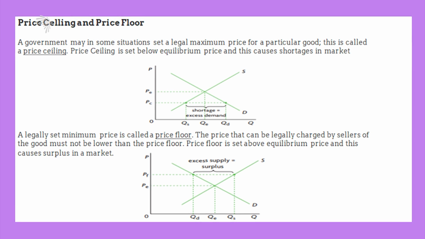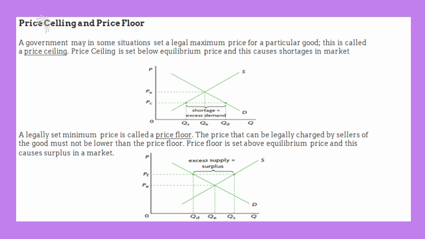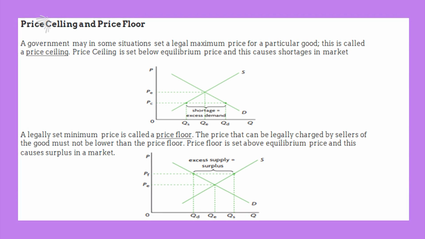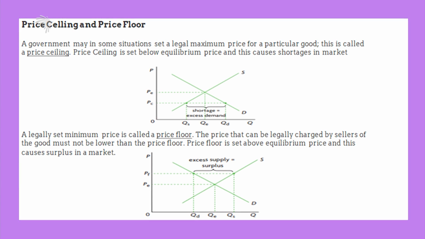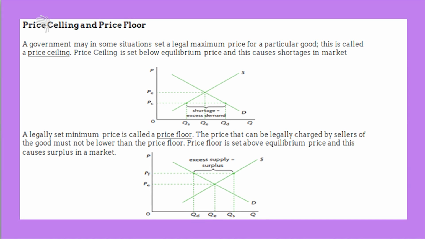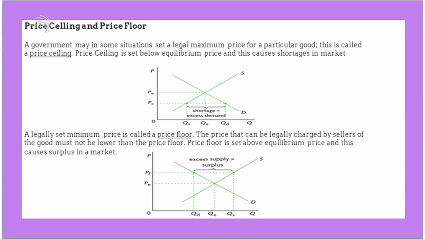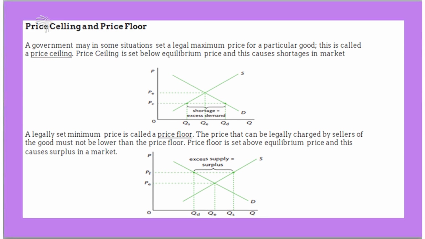A price ceiling is set below the equilibrium price, and this causes shortage. A legally set minimum price is called price floor. The price that can be legally charged by sellers of the good must not be lower than the price floor. Price floor is set above equilibrium price. So remember the term above. And this causes surplus in the market, as you can see from the diagram.